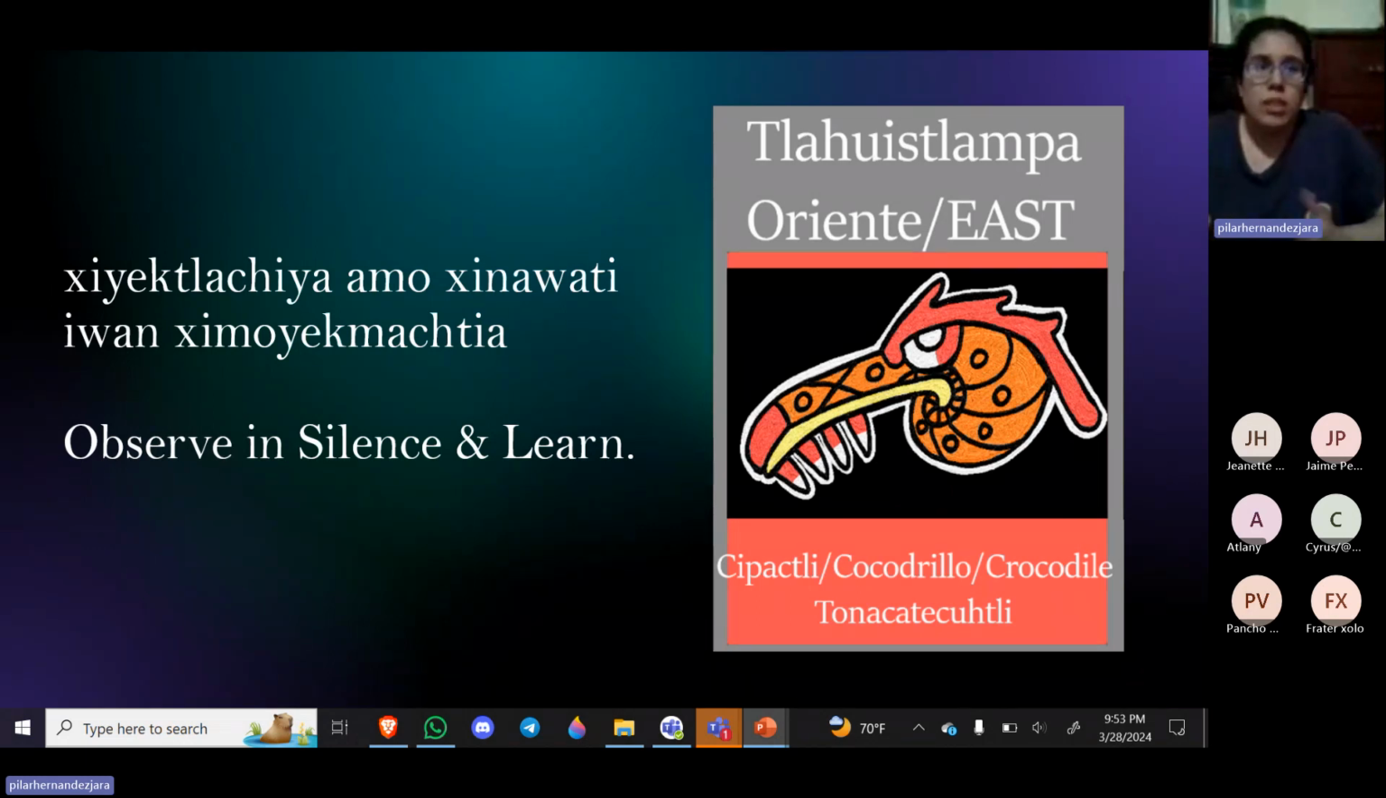Zipaktli Moshinawati Iwan Shimoyek Machtia, to not judge myself. To observe my own experience without judgment, and learn that I am still this developing person that is trying to make it work, given the situation that I've been given, and that I'm the only one that can change what my experience is going to be like. I'm the only one that has control over myself, not over everybody else around me.